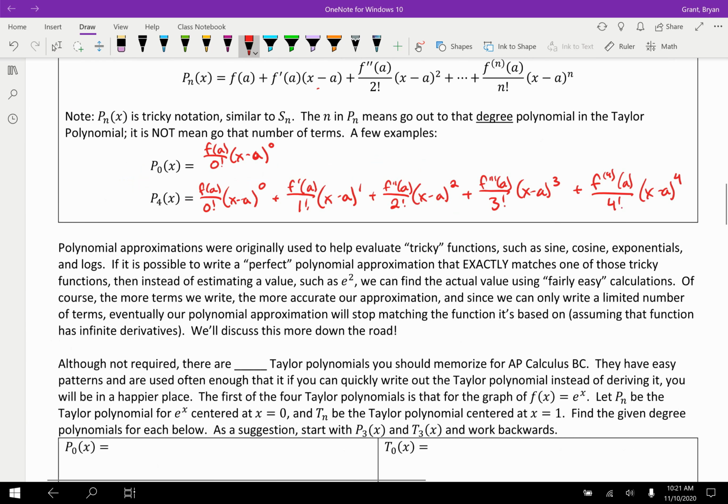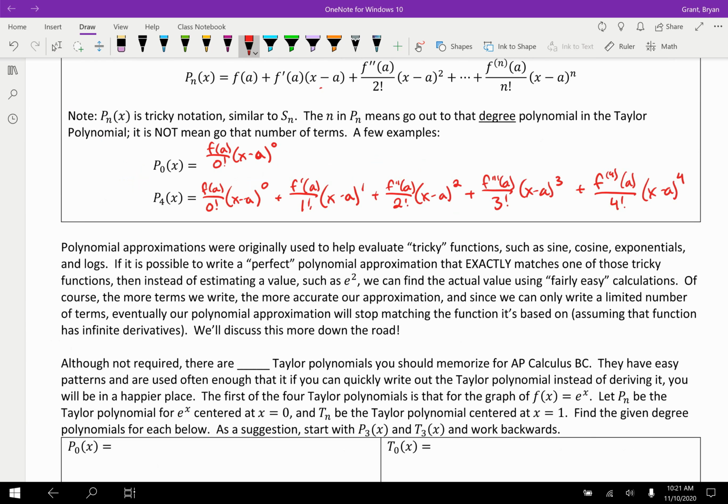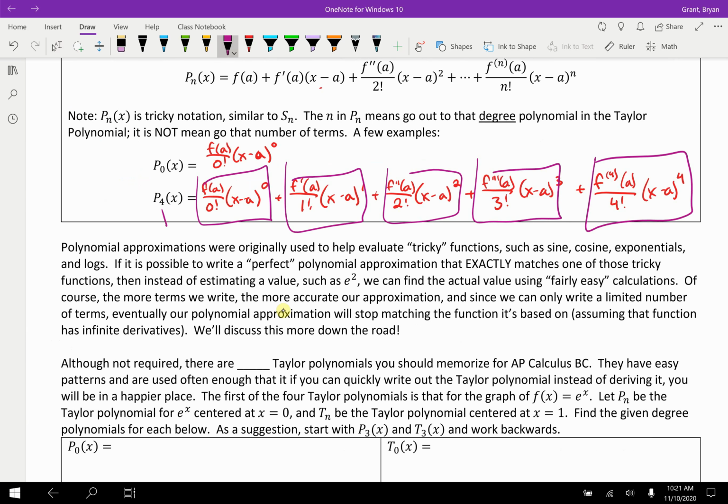And so if they ask you for p sub 4 of x, look at the number of terms we have. 1, 2, 3, 4, 5 terms here. So don't let you think that this 4 is the number of terms. They want that 4 to be the largest exponent. And oftentimes what will happen here too, and you'll see this over the next couple of days, is some of these will become 0, and these will cancel out, and you'll just be left with 3 terms. That's fine. This number doesn't matter about the number of terms. As long as you get up to a 4th power, you're good to go.